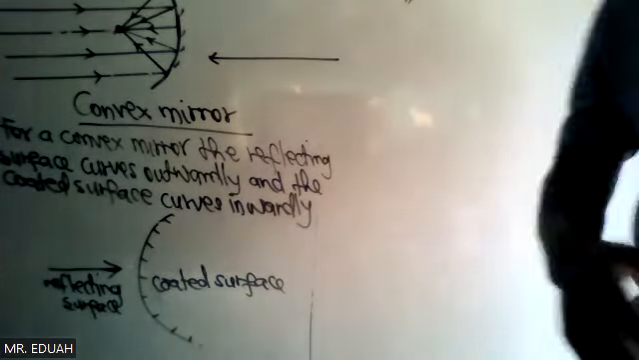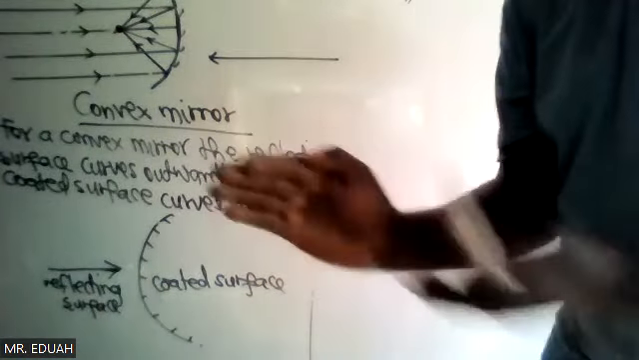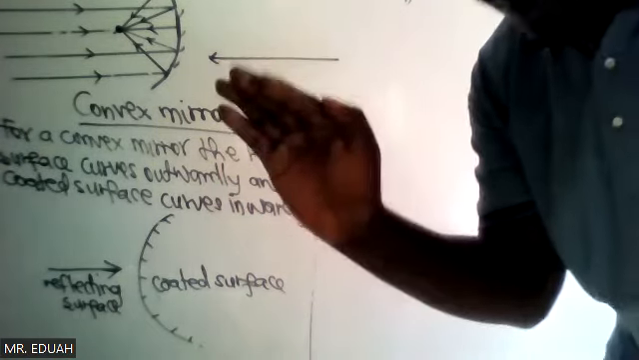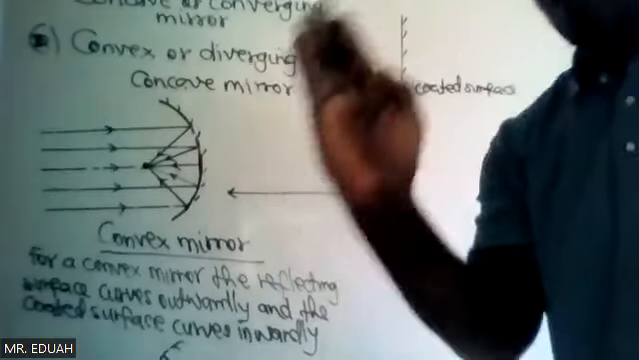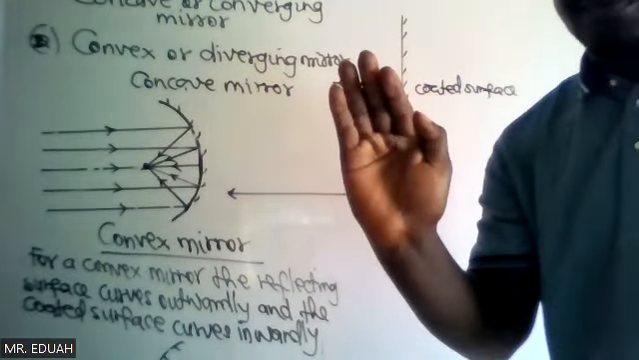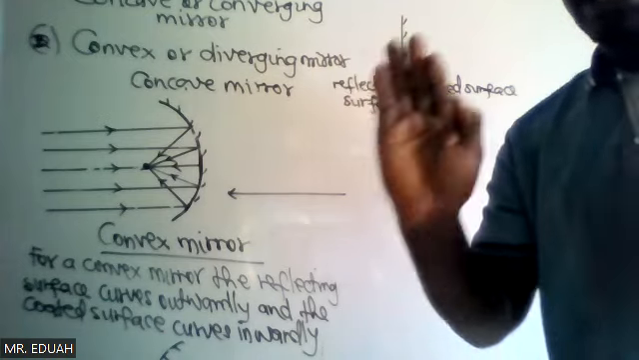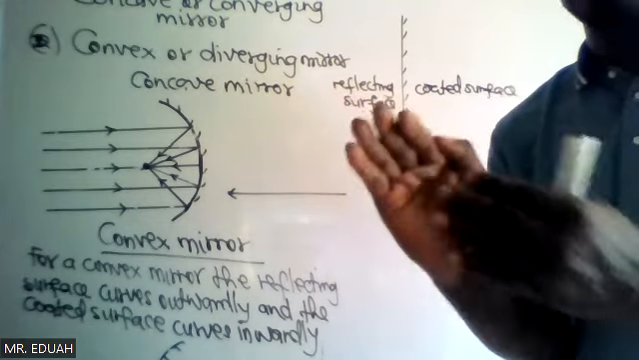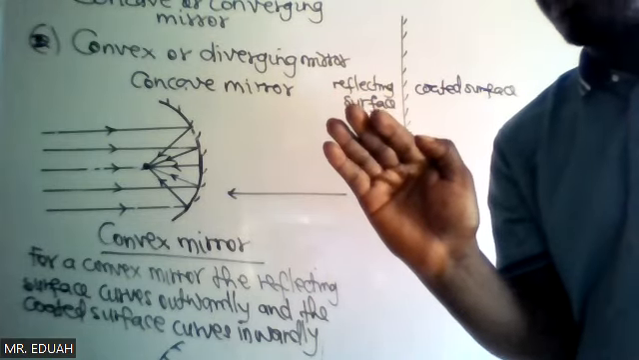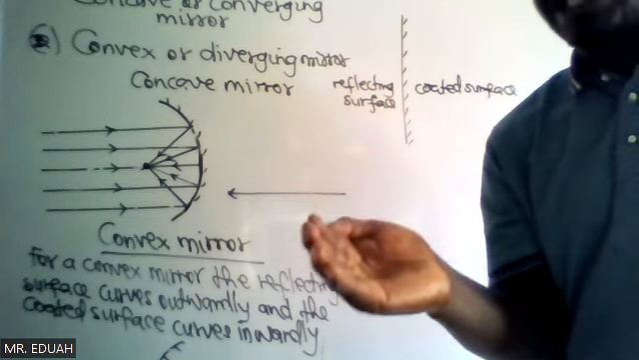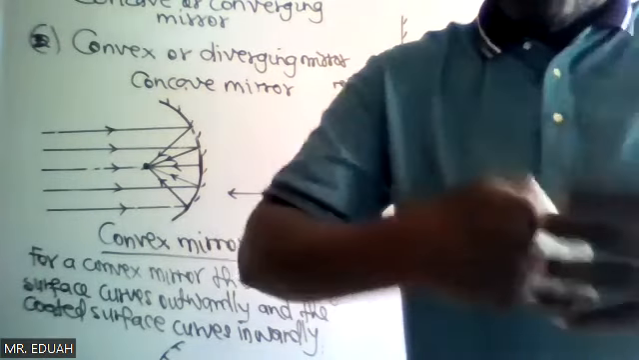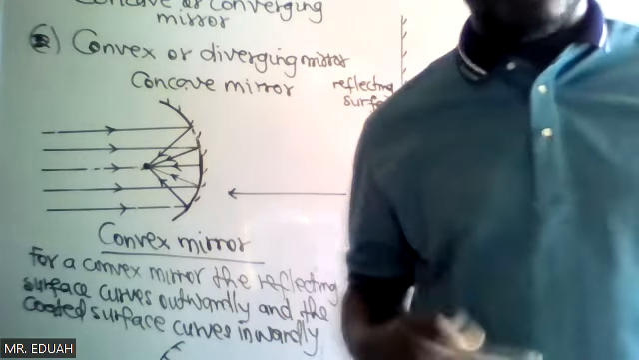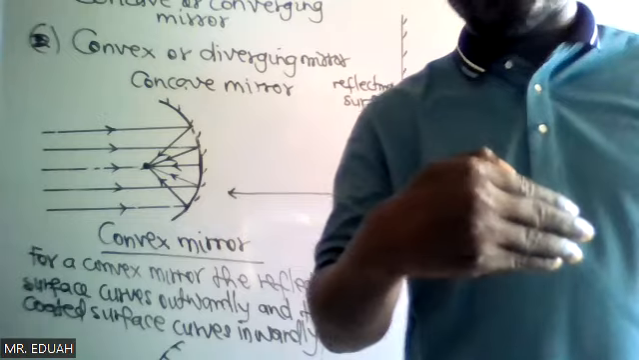It's just like when you have a brand new spoon, the part that scoops liquids. If you are looking at the part that scoops liquid, this is a reflecting surface, and then the back is a coated surface. In that case, it becomes a concave or converging mirror. Now, if you turn it the other way around, when this is the reflecting surface and the other end is the coated surface, it becomes a convex mirror.